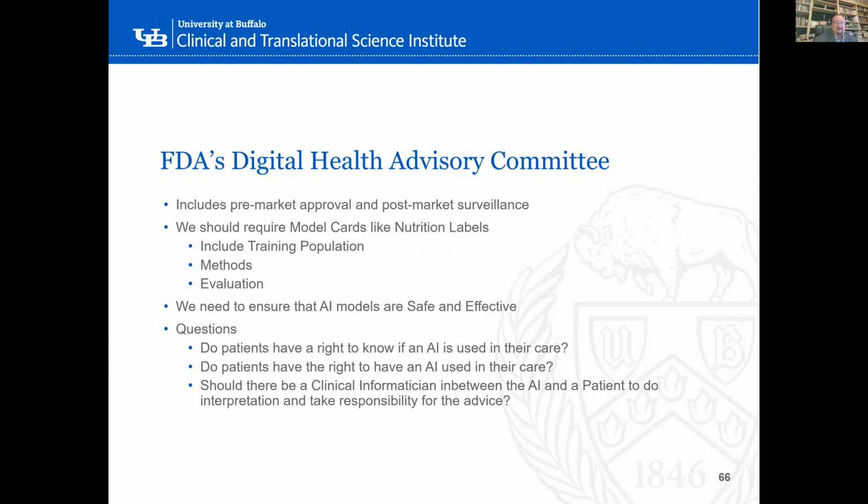So I have some questions to ask you. Do patients have the right to know if an AI is used in their care? I've actually given this question to lots of audiences, and almost everybody says yes. But here's one that's interesting. Do patients have the right to have an AI used in their care? Most people say, well, they have a right to suggest to their doctor that they use it, but do they have a right to have it used? Do they have a right to force the doctor to use this if we know that it does better than doctors on average? It's an interesting thing. I don't know the right answer, but it's worth debating.